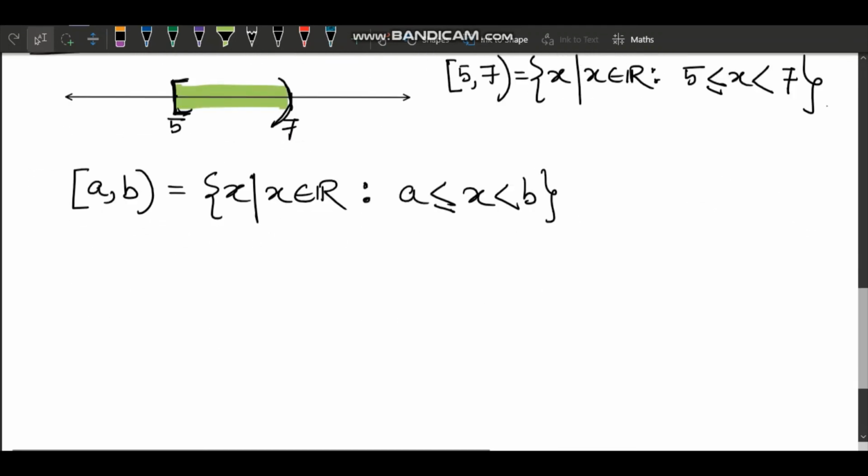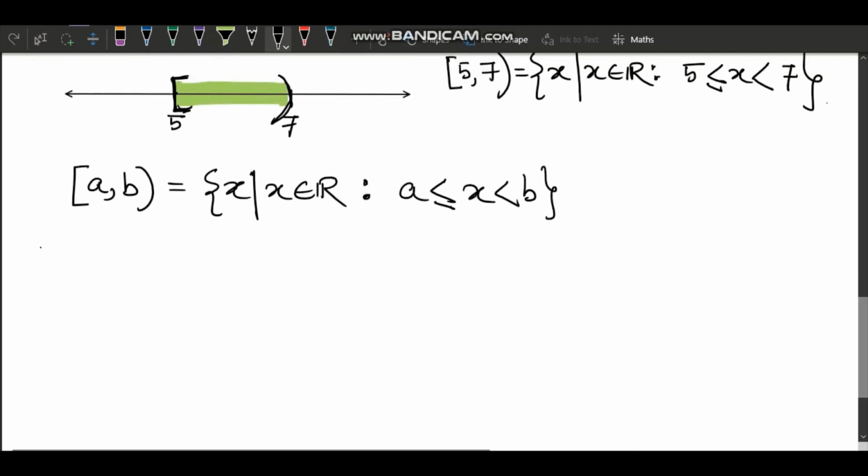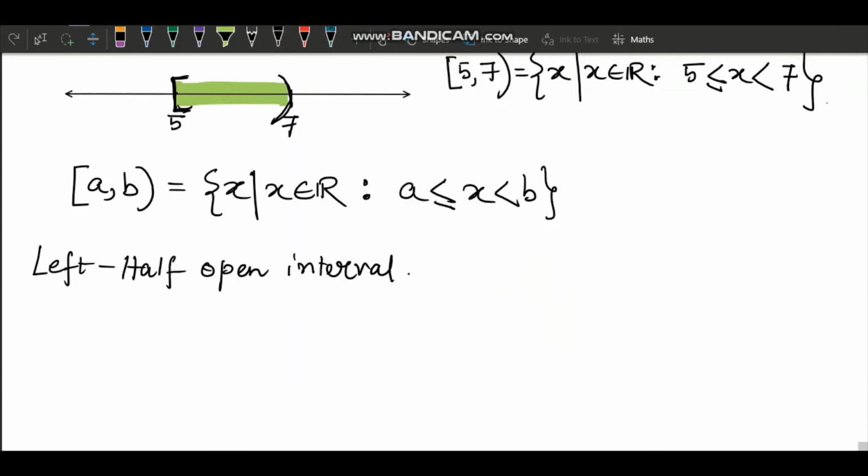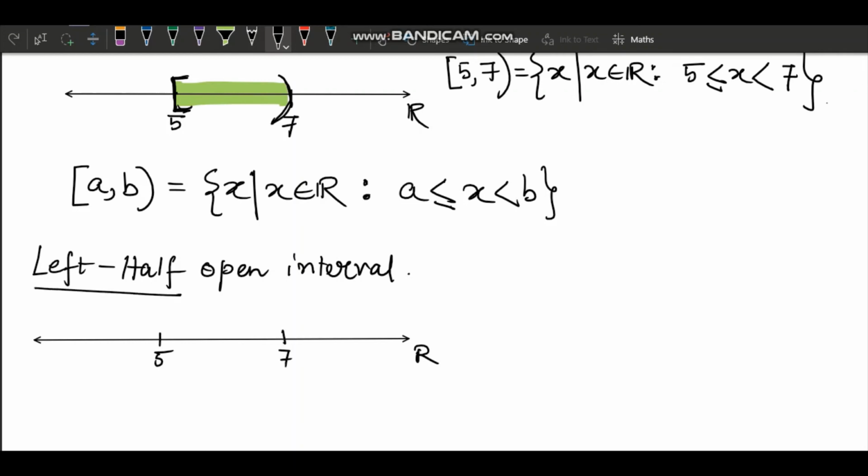Same way we can have left half open. So what do we mean by left half open? So obviously when left half is open, the right half is closed. Okay, so the left door is open but the right door is closed. Let us check this out on the number line, and this is a real number line. So we have 5 here, we have 7 here, and it is told that the left half is open. So the door next to 5 is open but the right half is closed. So the door next to 7 is closed.